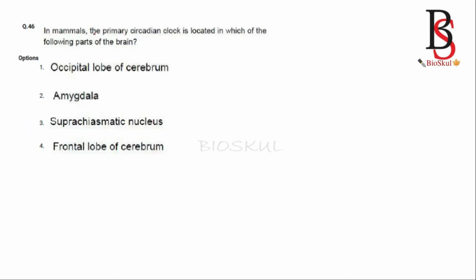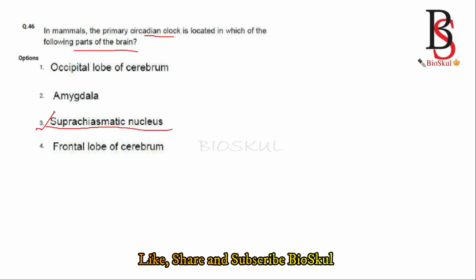Question number 46. In mammals, the primary circadian clock is located in which of the following parts of the brain? The circadian clock is located in the suprachiasmatic nucleus. It is option 3. Where is the suprachiasmatic nucleus present? It is present in the anterior region of the hypothalamus, and that is the pacemaker of circadian rhythm. So the correct answer is option 3 for question number 46.